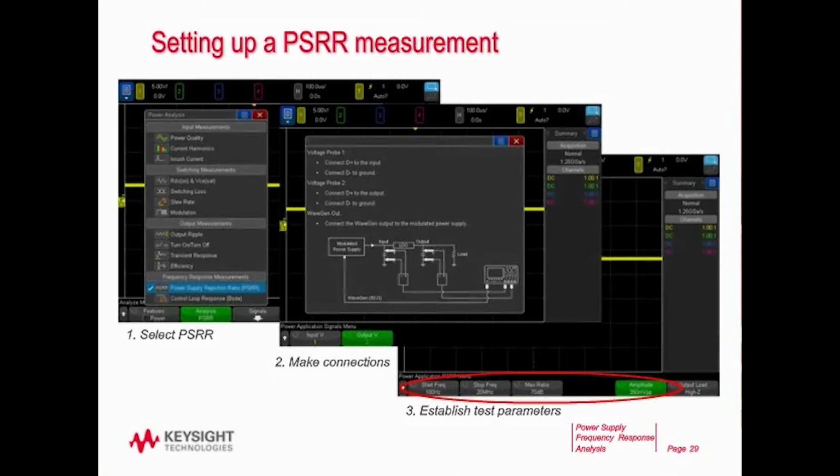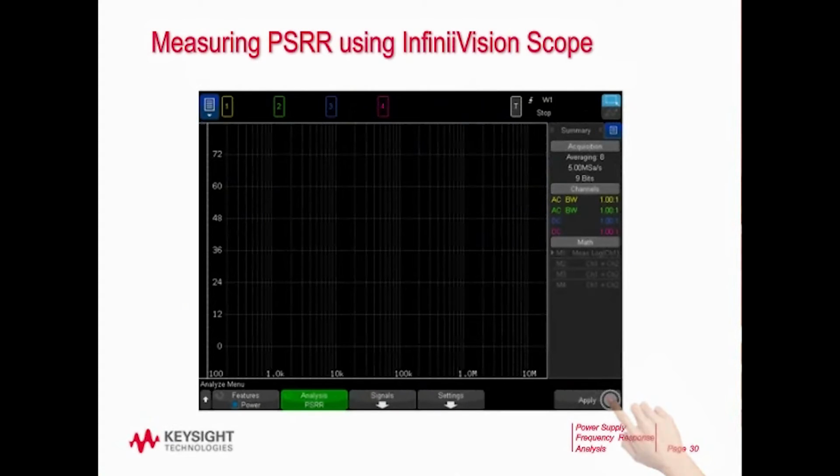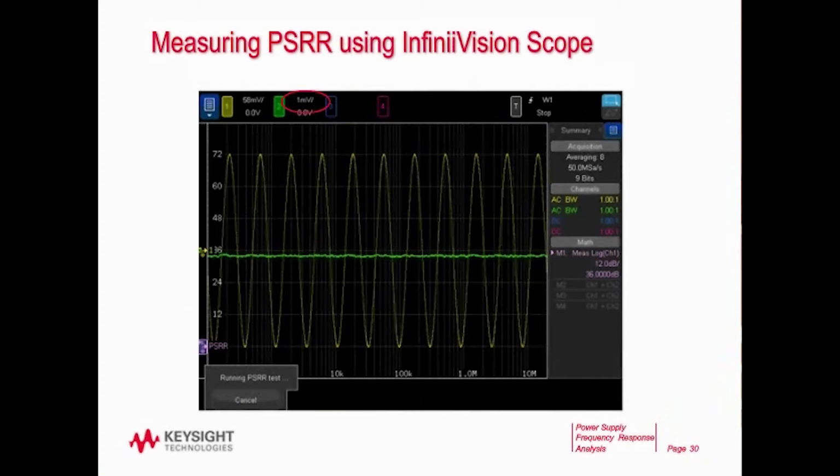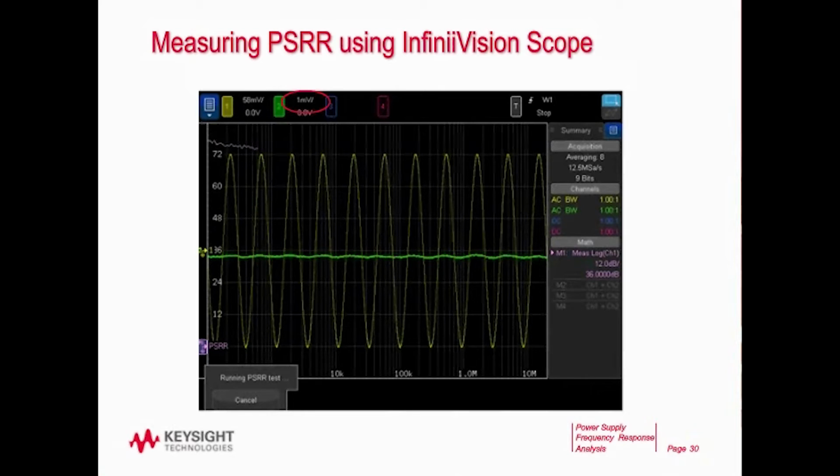So let's take a look at the measurement itself right now. So you press the apply button and it begins the sweep. Now notice the circle up there, the red circle. It's circling 1 millivolt per division. The green waveform is the output waveform. It is sub 100 millivolt peak to peak. It is a tiny, tiny signal. The scope is using averaging to try to pull this out of the scope's noise floor.